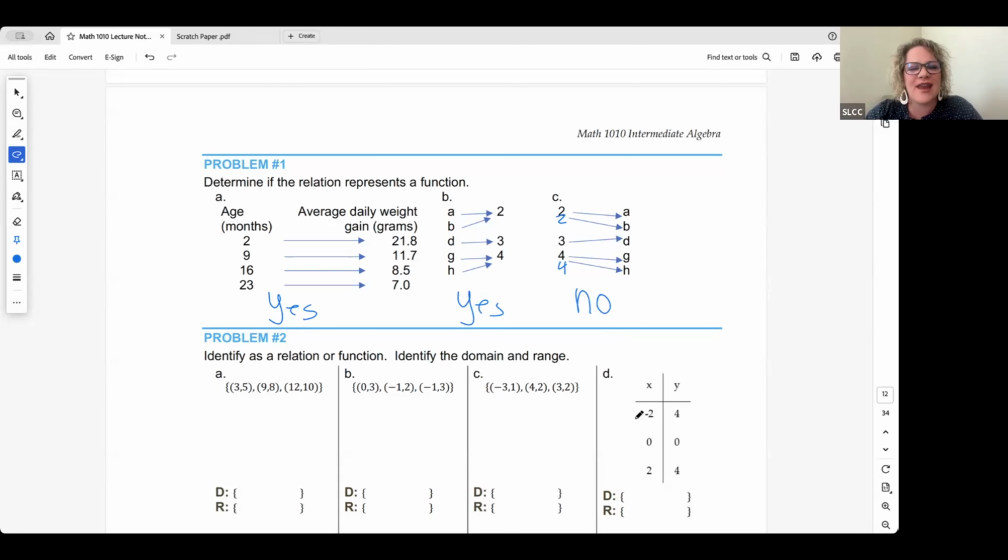How do I figure that out again? Repeated inputs. Do I have one? Let's find out. Notice that 3, 9, and 12 are the inputs. None of them repeat. So this is a function.